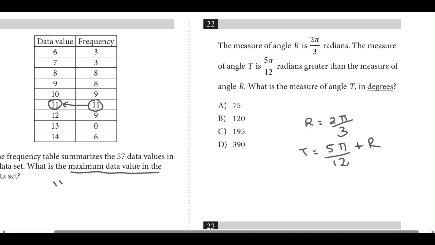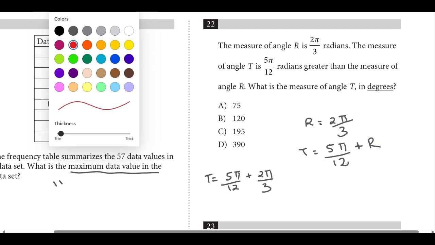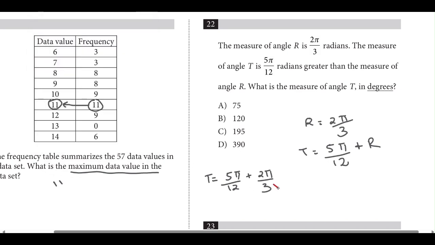So two things we have to do. First find T, then convert it. Let's do the addition first. So T is simply equal to 5 pi by 12 plus 2 pi by 3. Now this is just adding two fractions. I would make both denominators the same by multiplying by 4 up and down, because 3 times 4 is 12. It just makes my calculation easy. So it's 5 pi by 12 plus 8 pi by 12, which is 13 pi by 12. This is what our T is, but in radians.